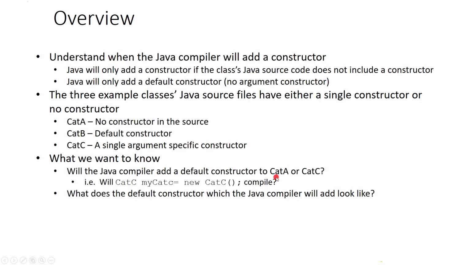What we want to take away from this example is, will the Java compiler add the default constructor to either Cat A or Cat C? In other words, if you create a Cat C object using the default constructor, will it actually compile? And also, what exactly does the default constructor that the Java compiler adds look like? To understand that, we'll now go to the code example.